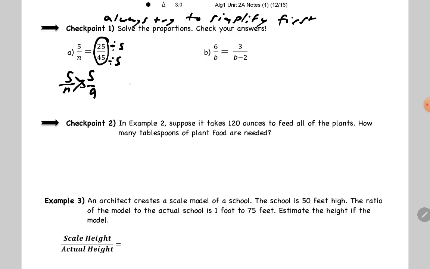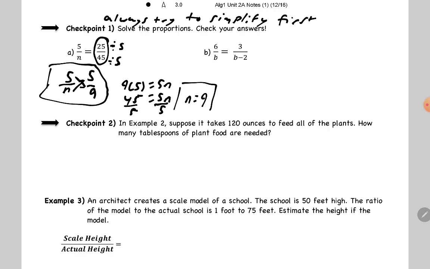So 9 times 5 equals 5 times n. I'll get 45 over here, and 5n. So divide by 5, and look at what we got. n equals 9. To check your work, you'd plug it back into the equation and make sure you got the same thing. If I plug it into this one here, it's a lot easier to see, but you're right. All right, next, part B.